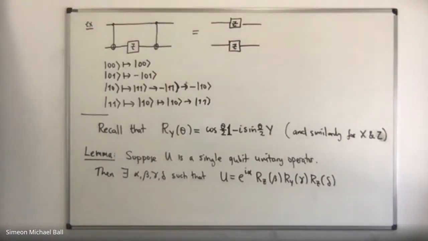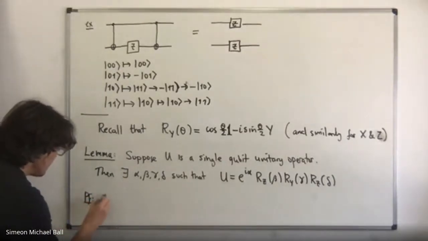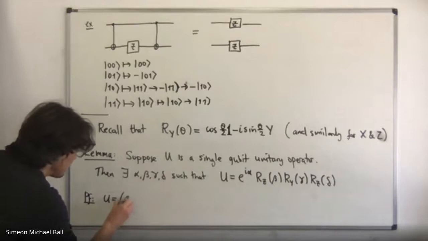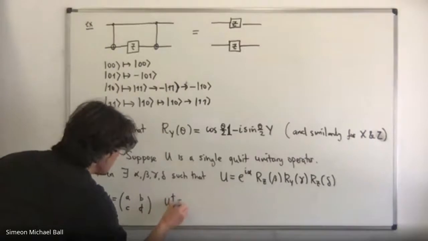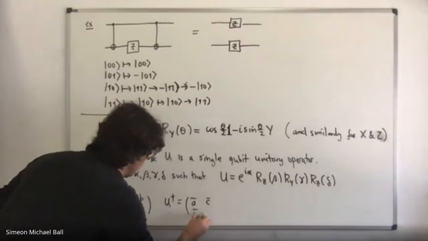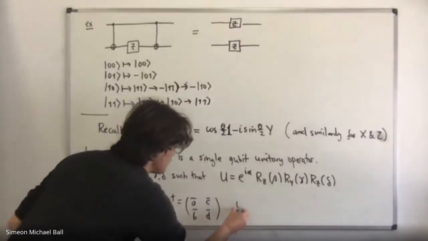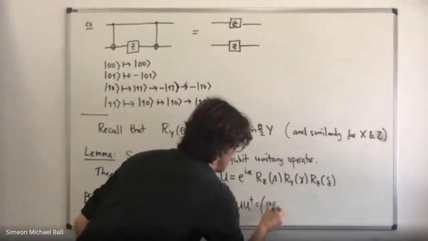So that's going to be our first proof of the day. Our U in matrix form is something like A, B, C, D. It's unitary. So when I look at the Hermitian conjugate and I multiply them together, this has got to be the identity.